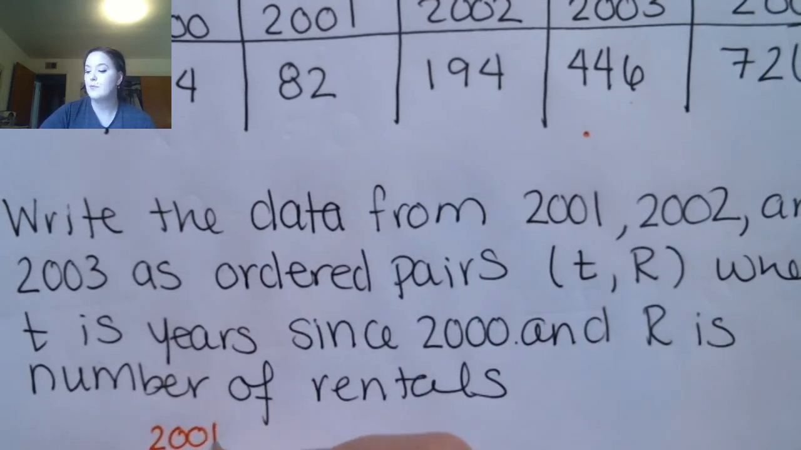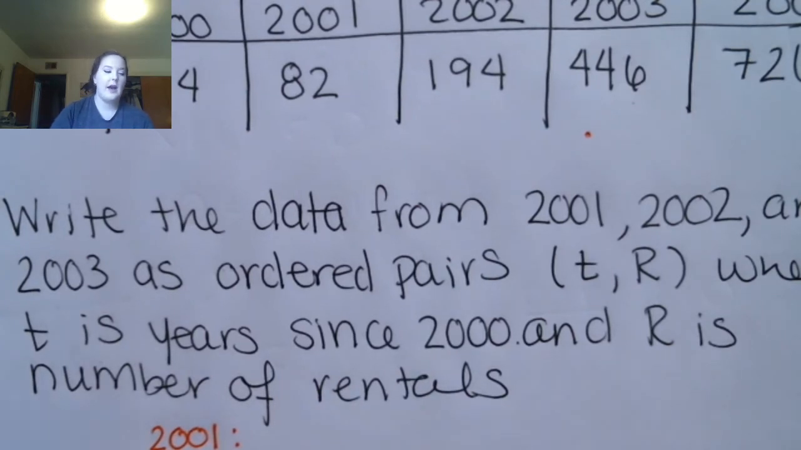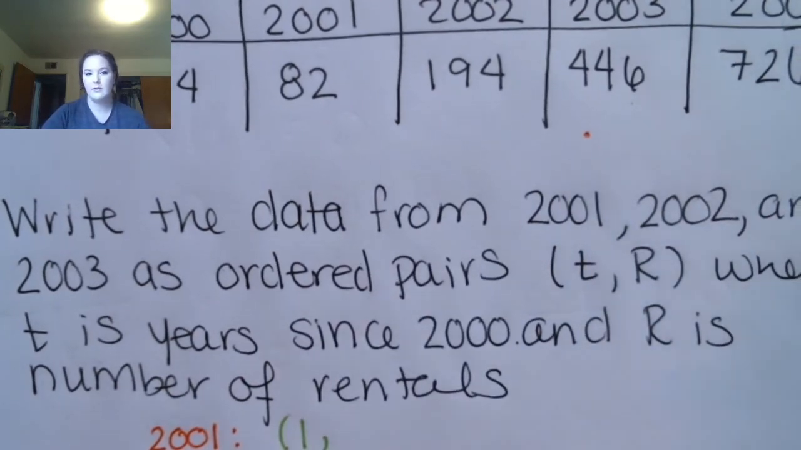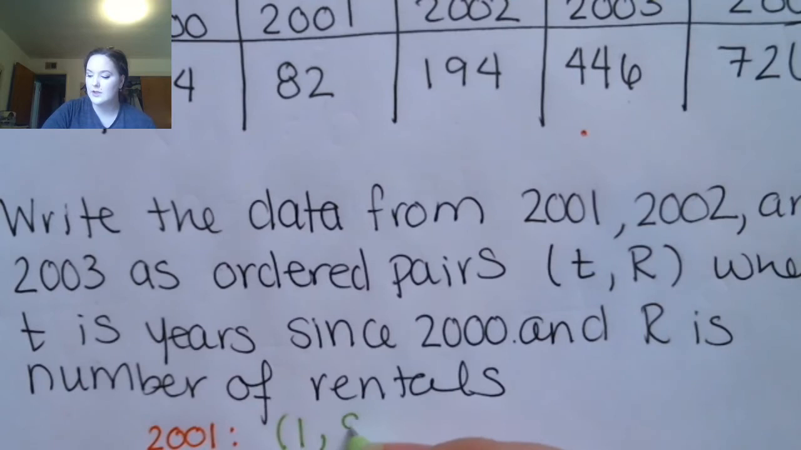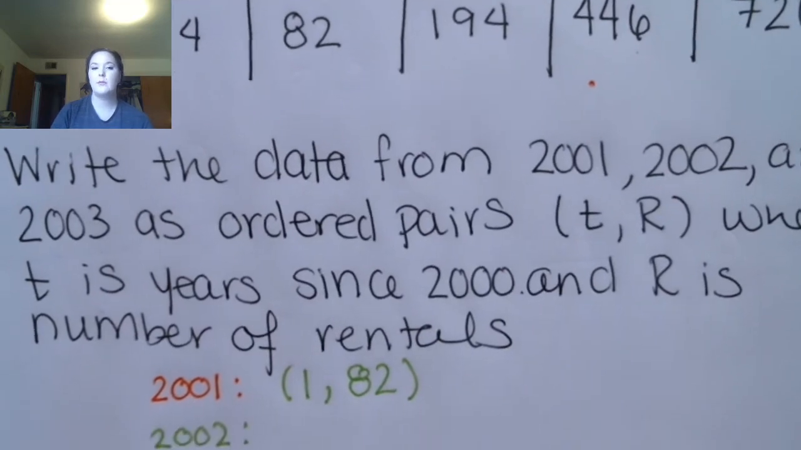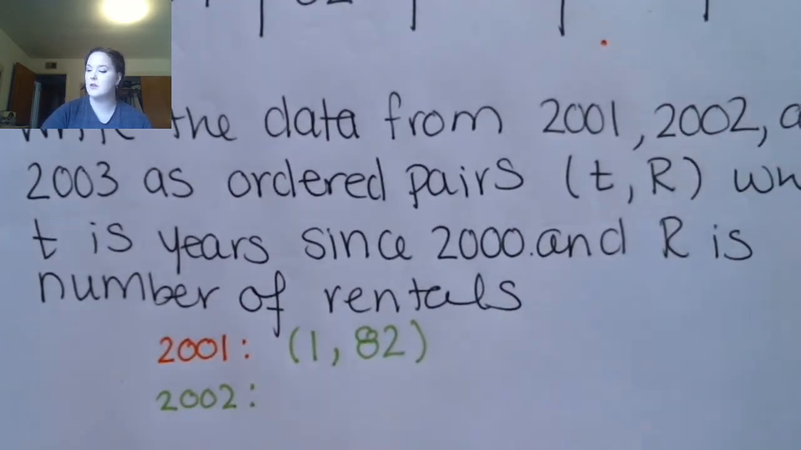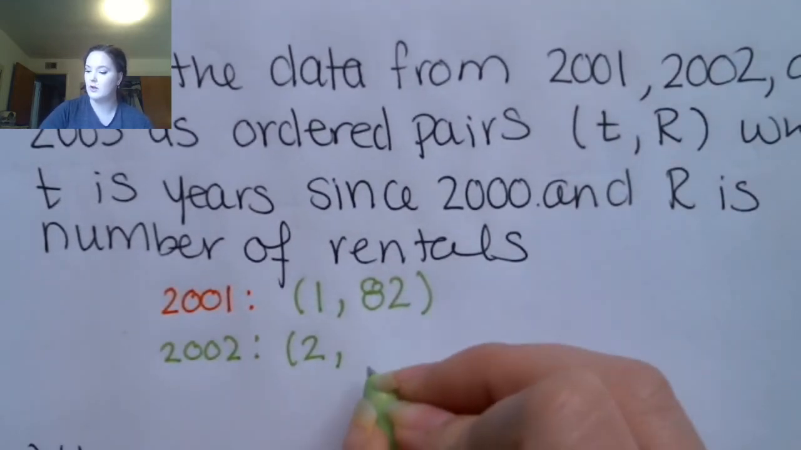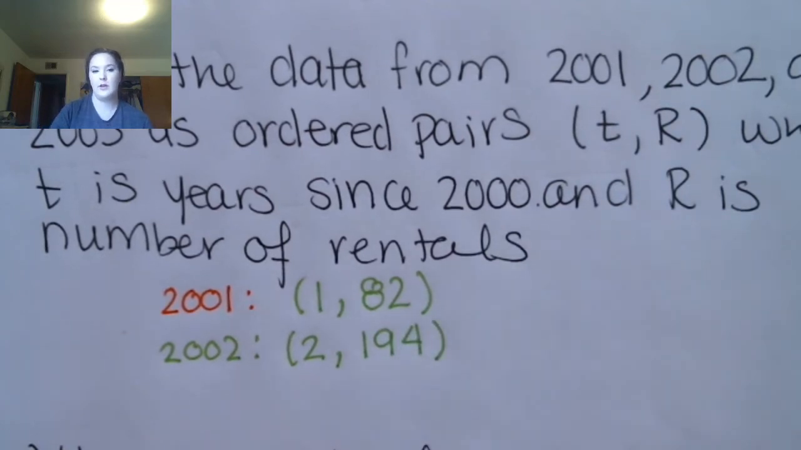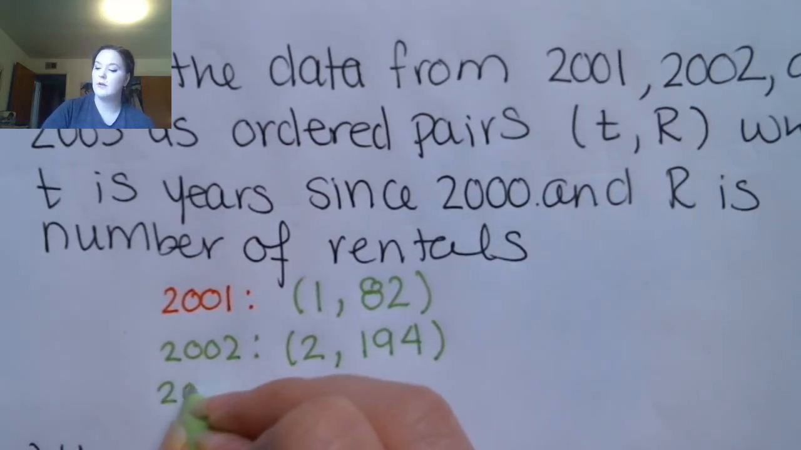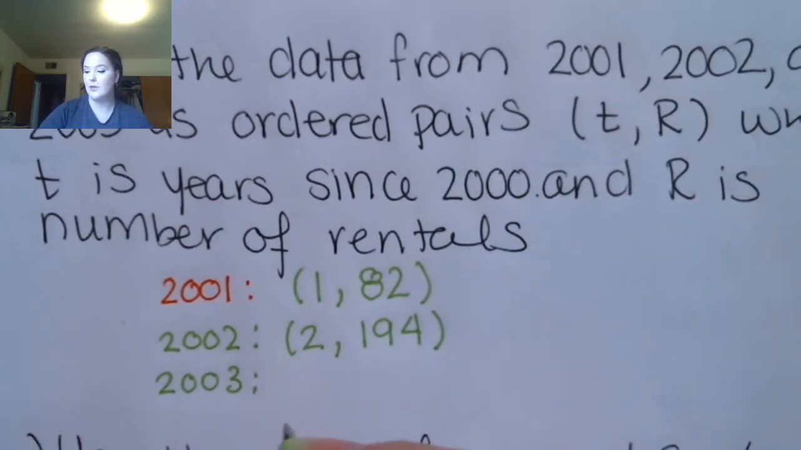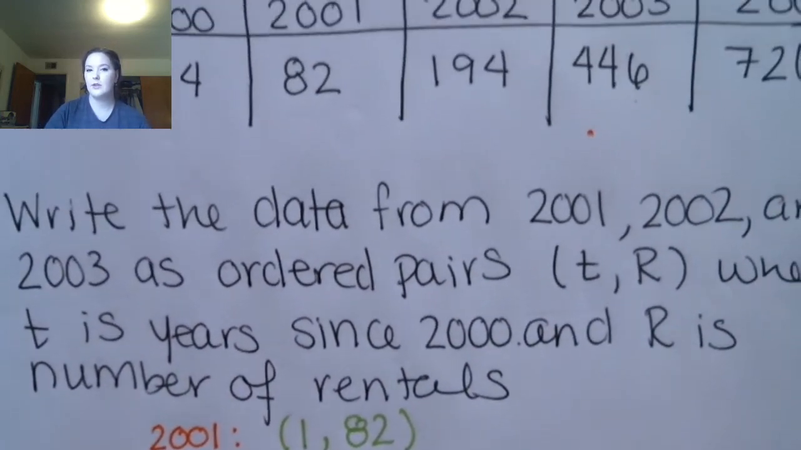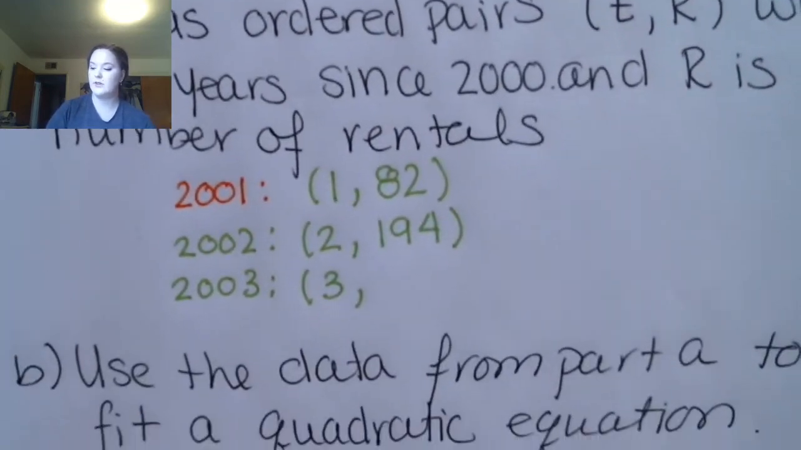Okay, so if we focus on 2001, how many years has it been since 2000? Well, it's only been 1 year, and then the number of rentals is 82. Okay, in 2002, how many years has it been since 2000? Well, it's been 2 years, and then we'll look at the number of rentals. It's 194. Okay, and then in 2003, it's been 3 years since 2000, and we'll look at the number of rentals. We have 446.